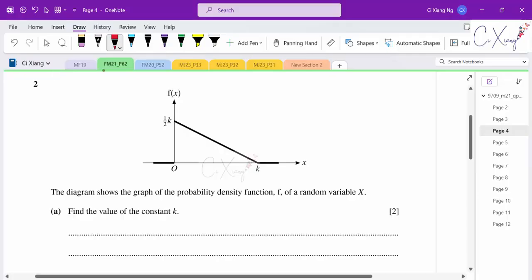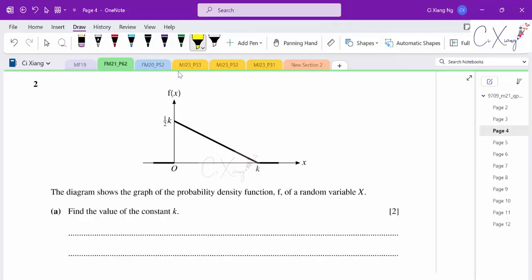Okay, so we come to question number 2. We are given a diagram and it shows the probability density function of a random variable x. For any probability density function, we need to know that the area under the graph is always equal to 1. They want us to find the value of the constant k.